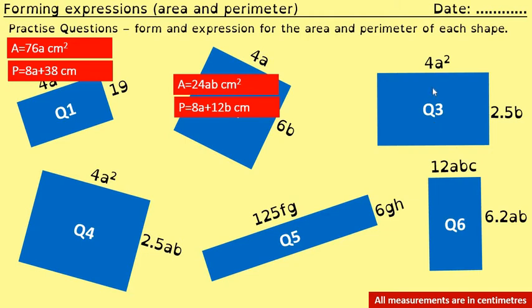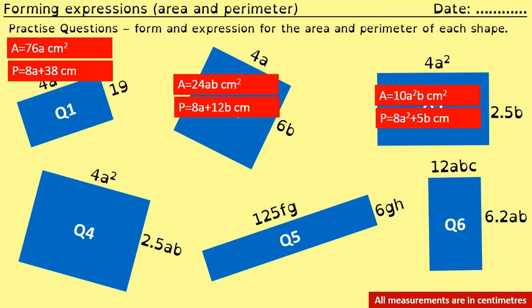For question 3, our area is going to be 4a squared multiplied by 2.5b. So we need to remember, we take out our multiplication symbols, we need to make sure we do 4 times 2.5 correctly, and we need to make sure our letters are in alphabetical order. So our area becomes 10a squared b. For our perimeter, we're going to be adding up our 4 side lengths and collecting like terms. So we get 8a squared plus 5b centimetres.